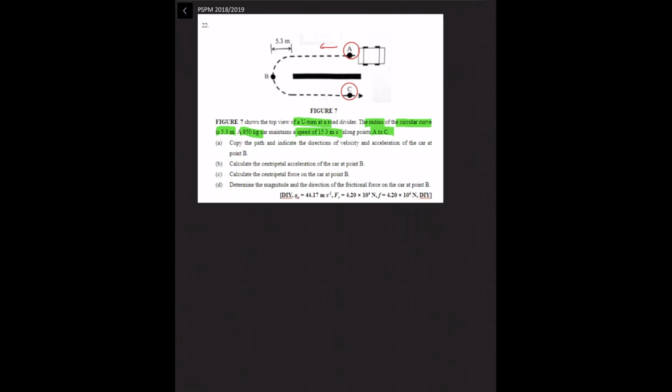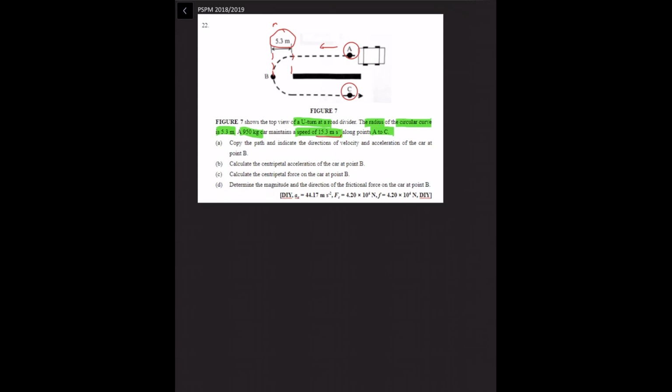So the radius is equal to 5.3 meters. So this one is R, the radius of the U-turn path. The speed of the car is 15.3 meter per second.